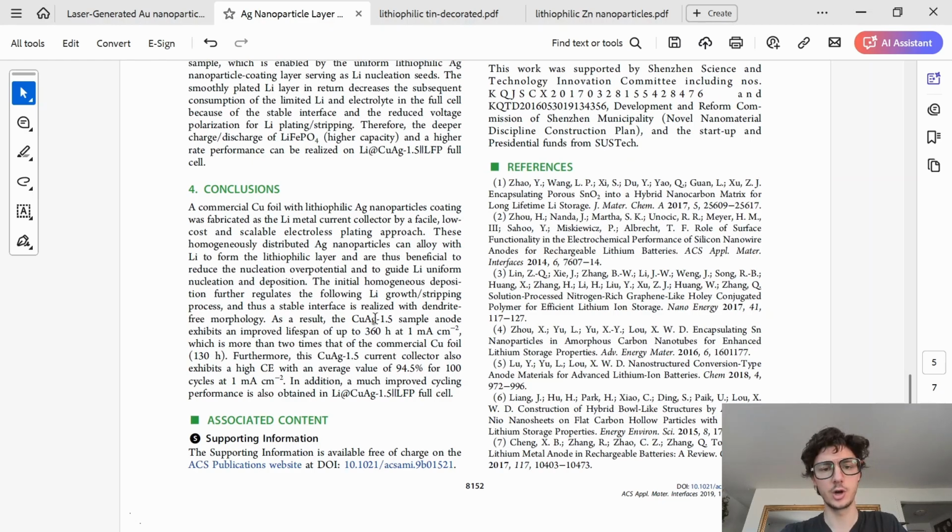morphology. As a result, the copper-silver 1.5 minute sample anode exhibits an improved lifespan of up to 360 hours at this current density, which is more than 2 times that of the commercial copper foil at 130 hours. Cool. Furthermore, this copper-silver 1.5 minute current collector also exhibits a high coulombic efficiency with an average value of 94.5% for 100 cycles at this current density. In addition, a much improved cycling performance is also obtained for the full cell.